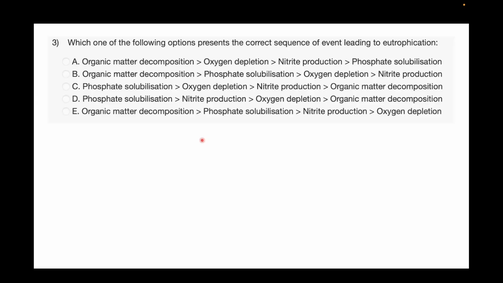So, four events, you just have to arrange them in the correct sequence which leads to eutrophication. Understood the question? Okay, let me take a minute or so to allow all the students and participants to answer this question. Think about it, recall what eutrophication is and what is the correct order of steps involved. I'll come back later and reveal the correct answer.